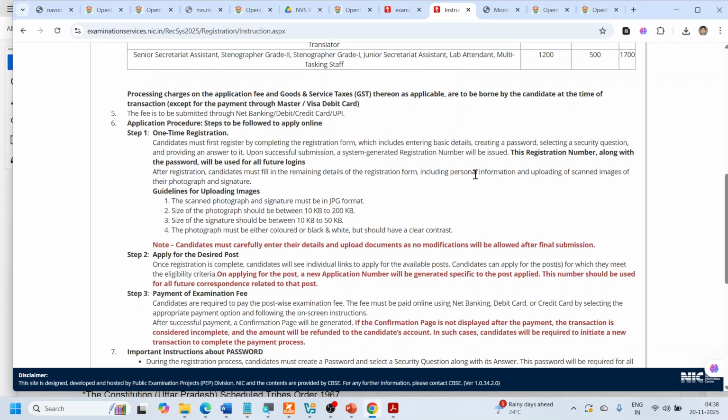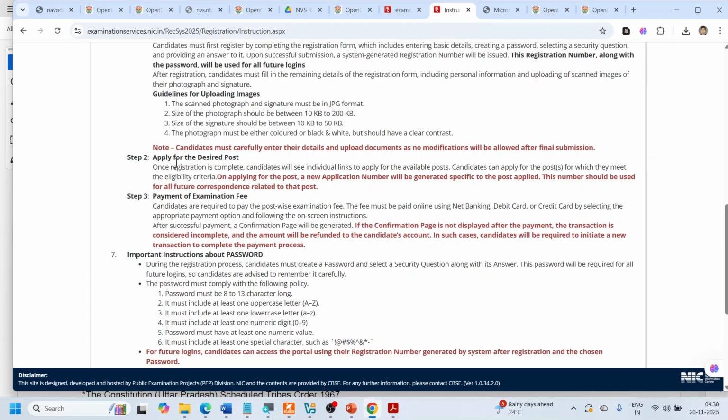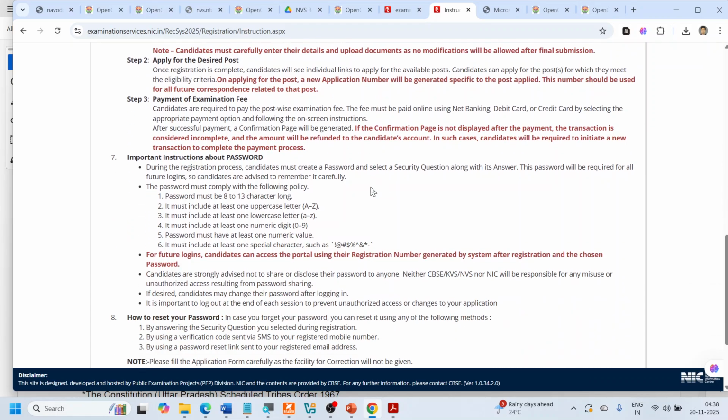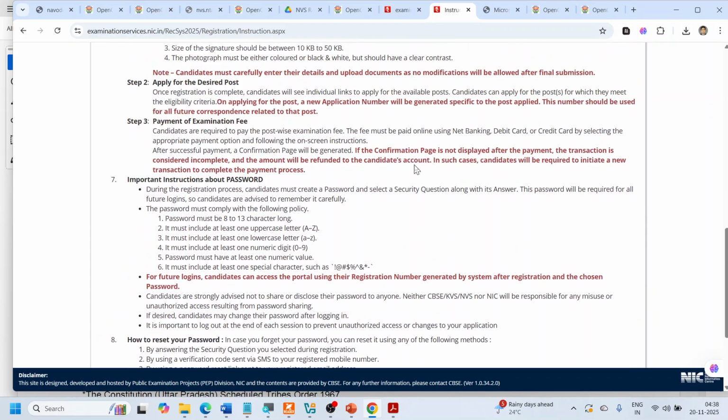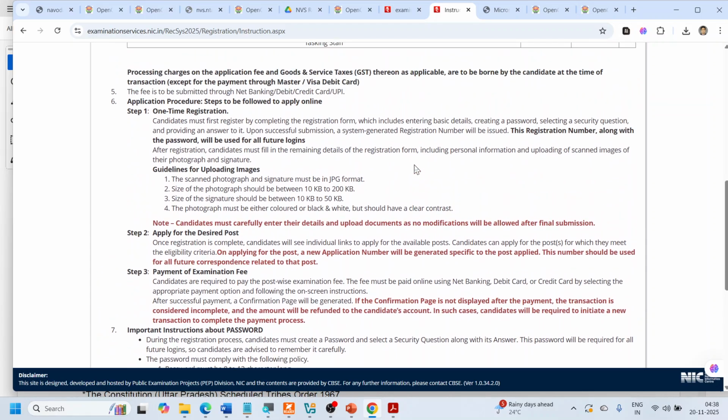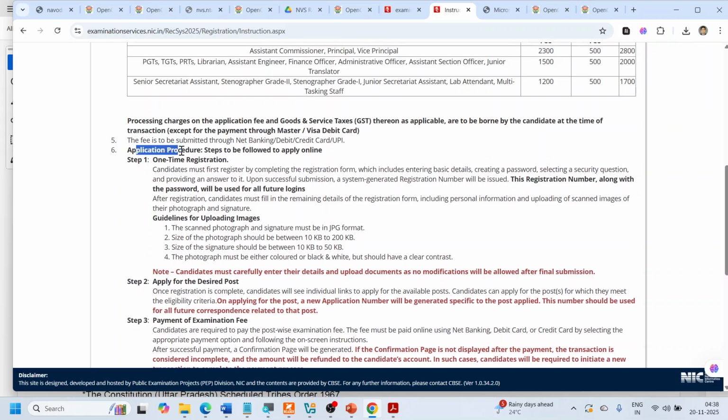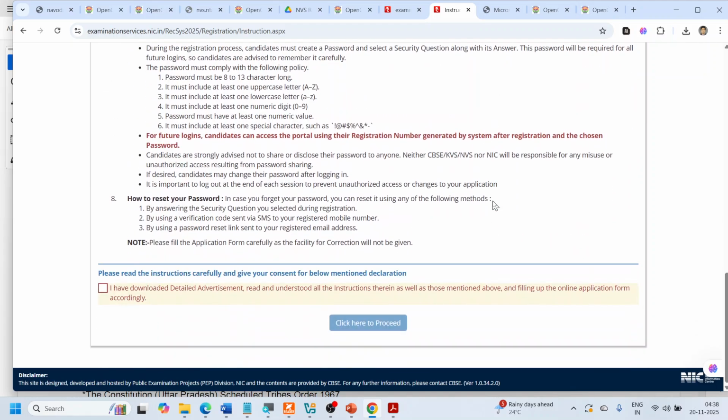A few details on how to fill the application form, they have mentioned over here. Regarding the password, a 13 character password must be used. You can reset the password. And the application, how do you do that? One time registration, then how to go about it. I'm going to go over here, and I say I have read all of them, and I'm going to click here and say click here to proceed.